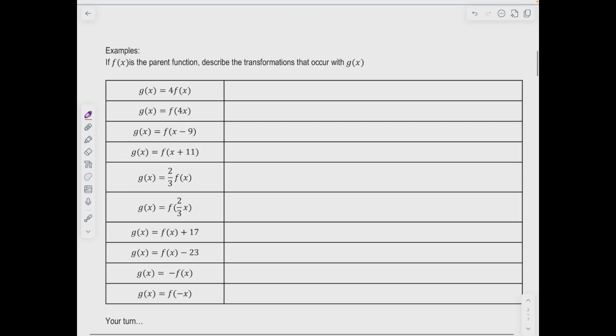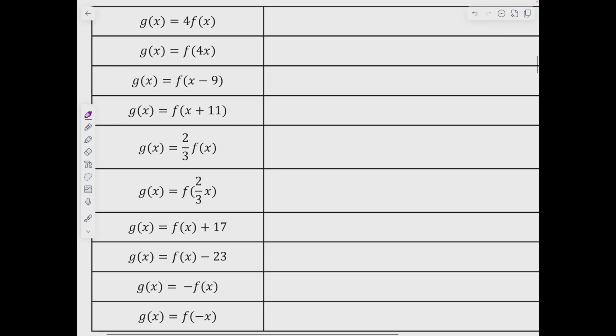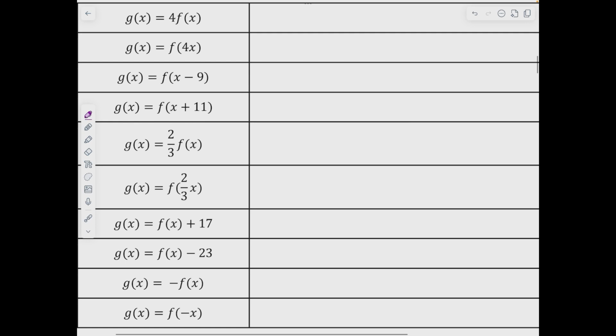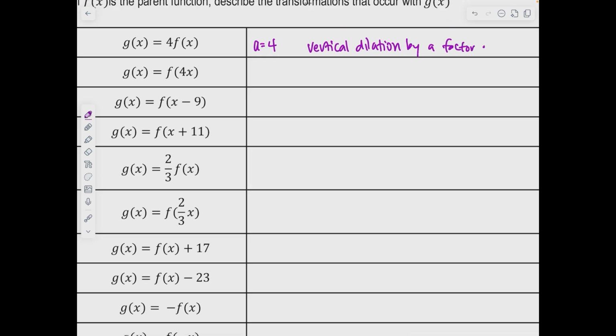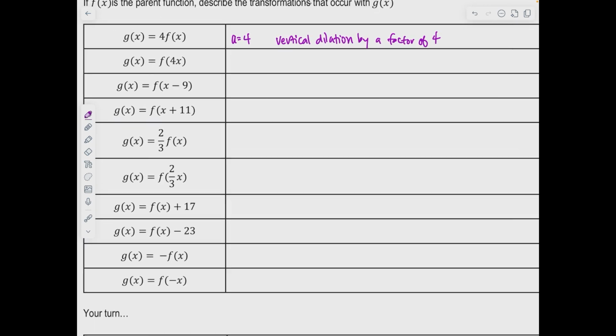Okay, so examples, f of x is my parent function. Describe the transformations that occur with g of x. So this first one, notice that it's 4 times my function. So what that tells me is that my a value is 4. So in this case, this would be a vertical dilation by a factor of, okay, I don't need this, but what I do know is that it will be a vertical stretch.